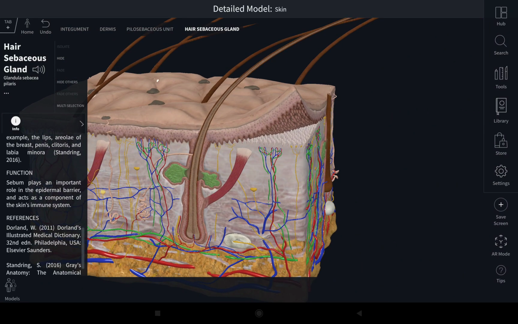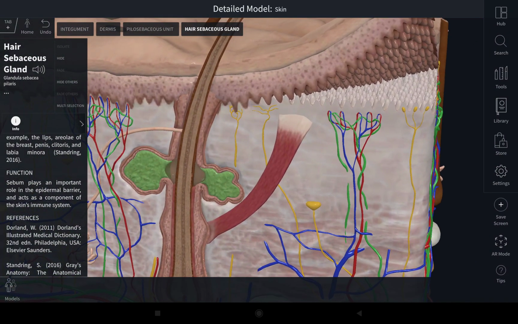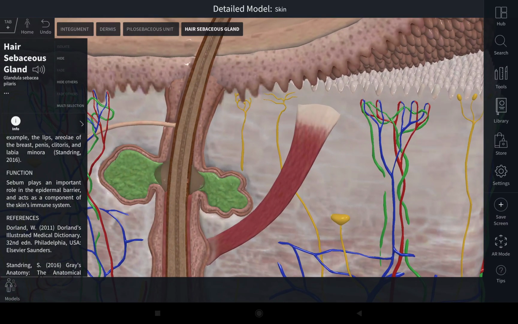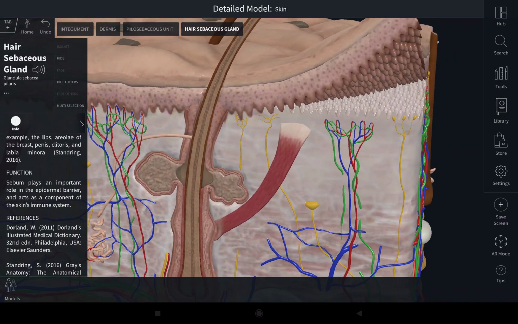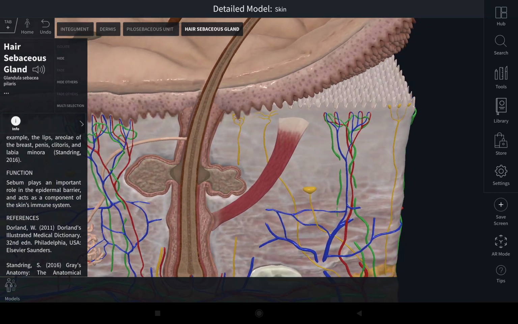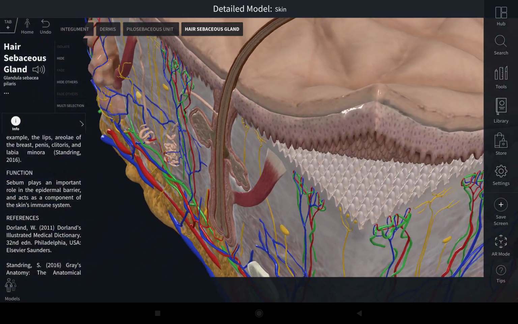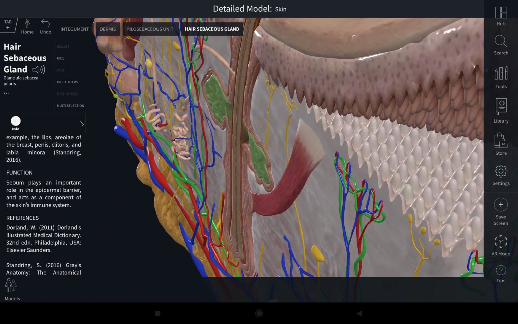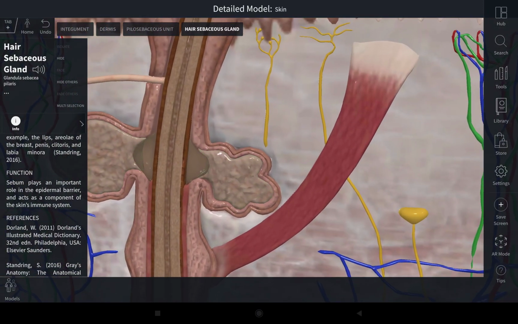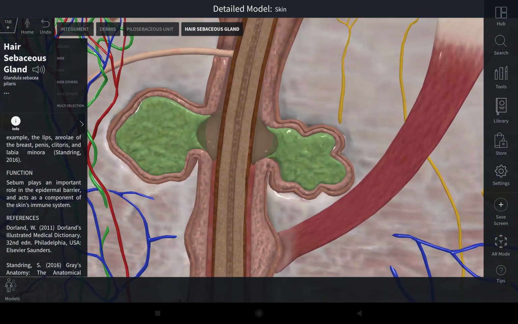Functions of sebaceous glands. What is the function of sebaceous glands? Sebum plays an important role in the epidermal barrier and acts as a component of the skin's immune system. This is the sebaceous gland. Look closely.